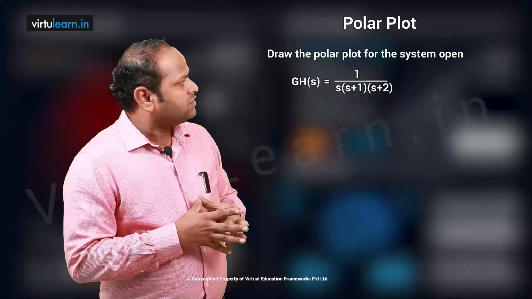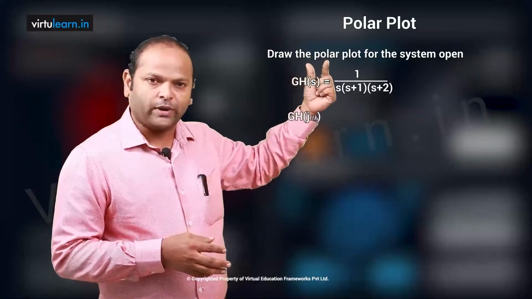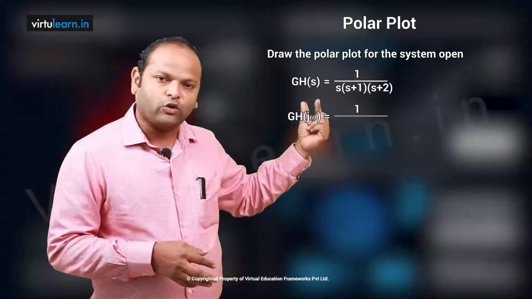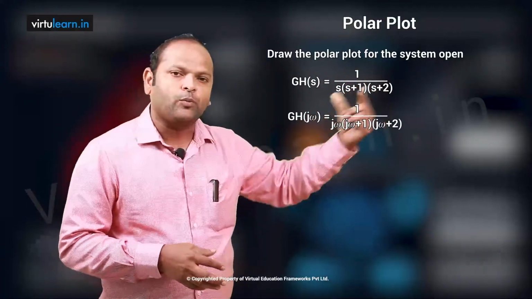Now, for this transfer function, I am substituting s equal to j omega. Therefore, G(j omega) H(j omega) is nothing but 1 divided by j omega, (1 plus j omega), (2 plus j omega).